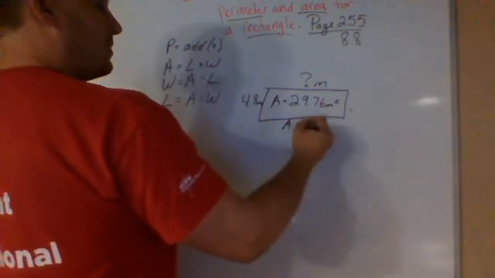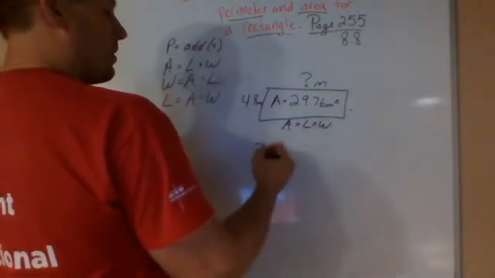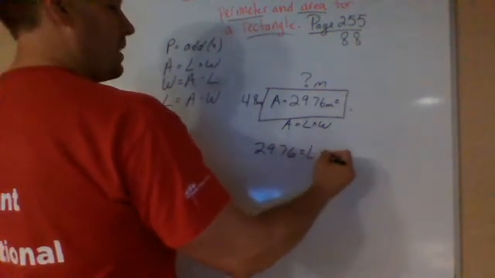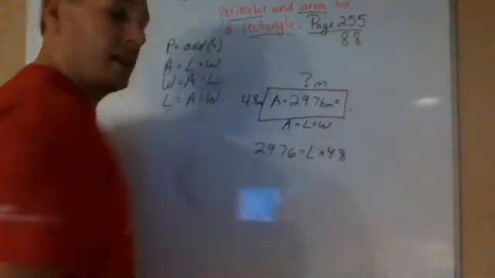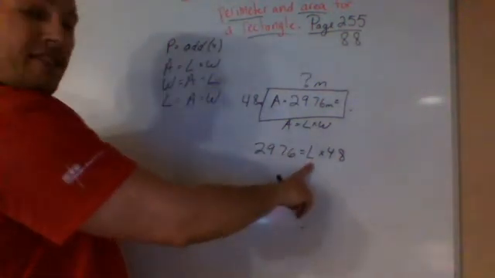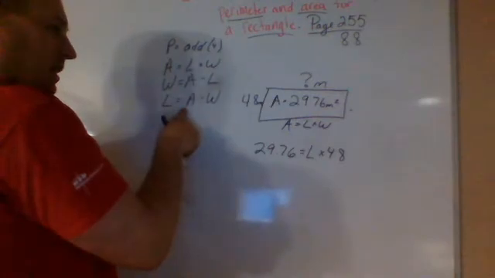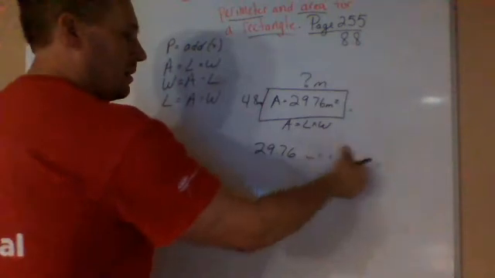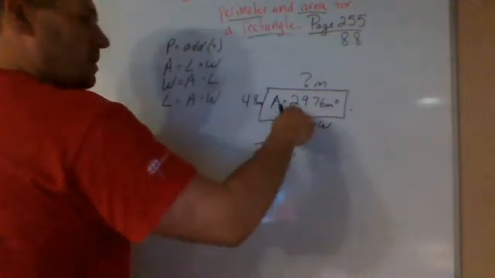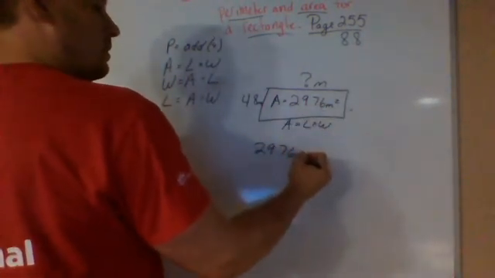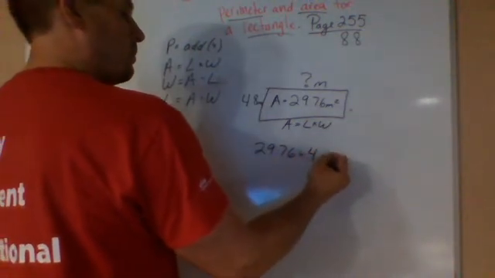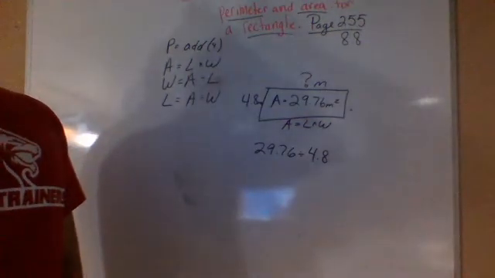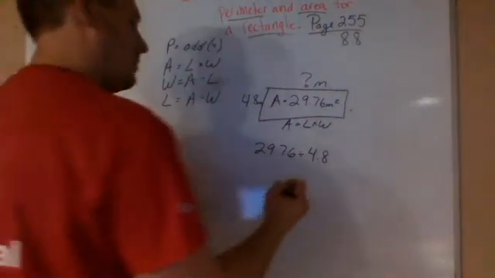Area equals length times width. We have the area, so 29.76 equals, we don't have the length, but we have the width. Like I told you before, if we want to find length, we have to take the area divided by the width. So I actually have to divide these two numbers. So what I'm going to do is take my area, 29.76, and divide it by 4.8. All right, so this now is going to tap into, can you divide decimals?